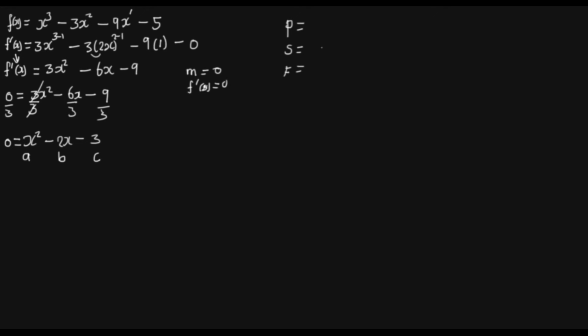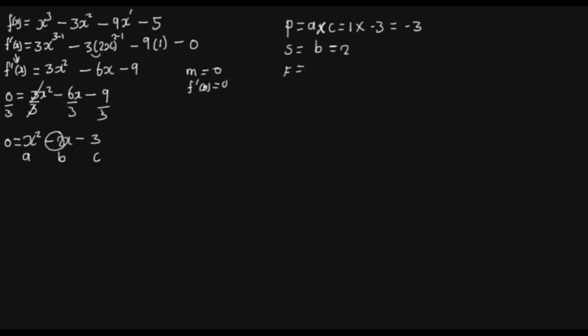So here we have A, B, C. The product is found by multiplying A times C. So let's identify the value of A and the value of C. The value of A is the number in front of x squared, which is 1, multiplied by the value of C, which is negative 3. So 1 times negative 3 is negative 3. Now the sum is just equal to the value of B. So the value of B, we can see that we have negative 2.